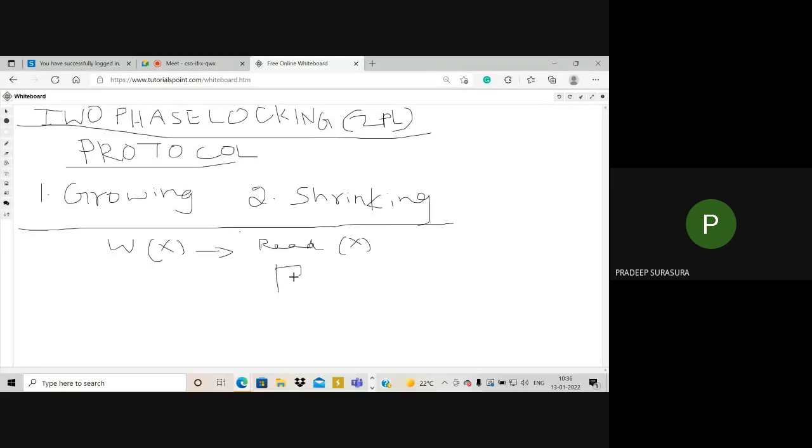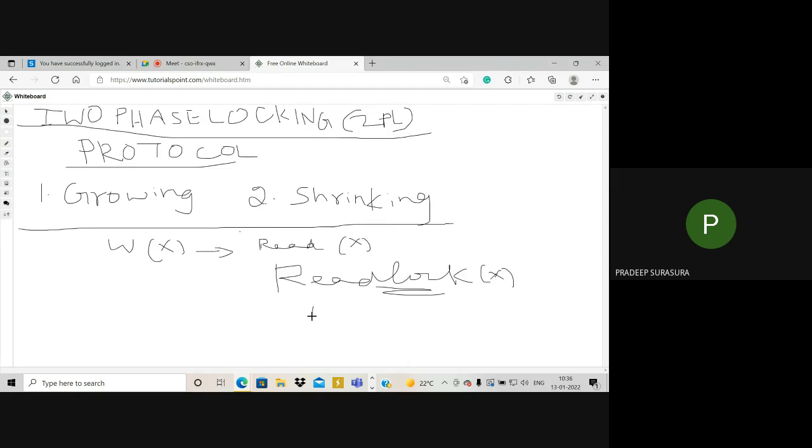First, read lock of X. So first I should read the data. For writing the data, first I should read the data, and before I read, I should apply a read lock. A read lock can be applied to multiple simultaneously, so multiple transactions can read the data. This read lock can be applied by multiple processes or multiple transactions simultaneously.